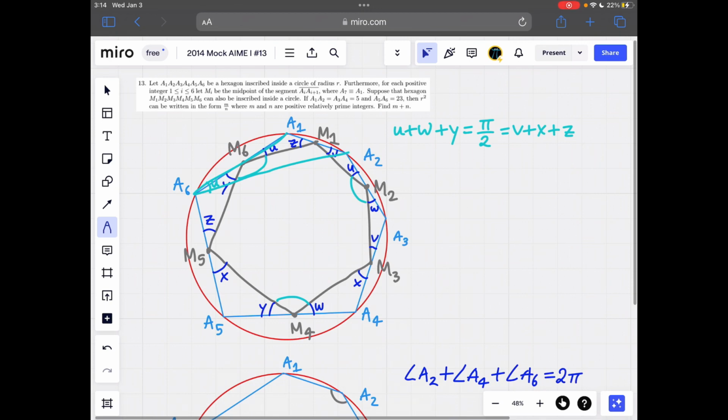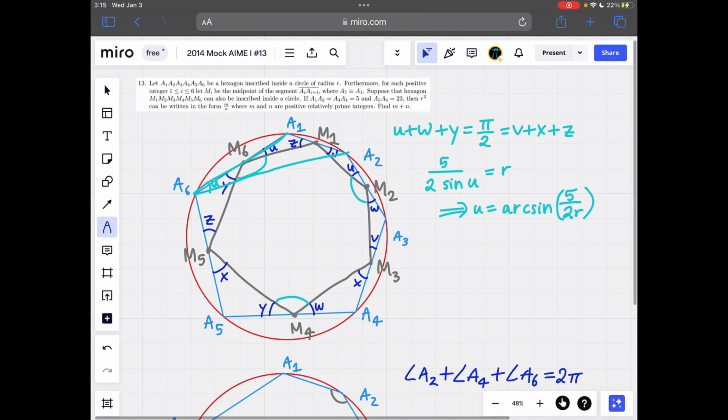And by using the extended law of sines, we know that A1, A2 over 2 sine u is going to equal r. So 5 over 2 sine u is equal to r. So what's u? Well, we have sine u is equal to 5 over 2r. So u would be the arcsine of 5 over 2r.